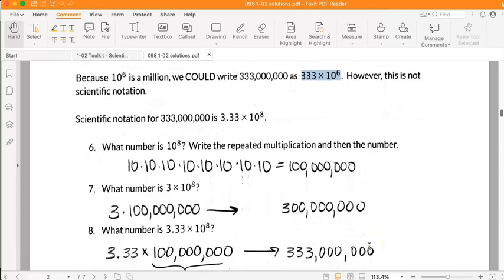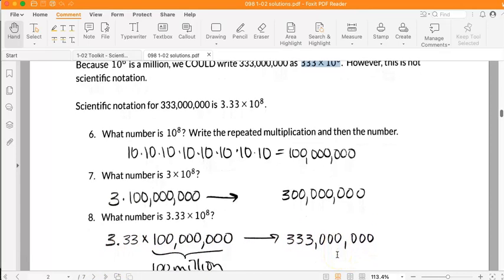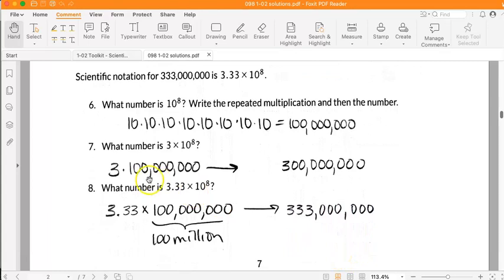And then if I do 3.33 times 100 million, now we're getting closer to the US population. So this is scientific notation. The rule is that we need to start with a number between 1 and 10, and then 10 to whatever power will bring us up to our original number.